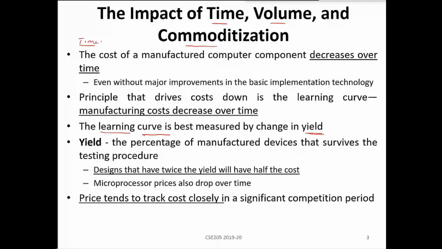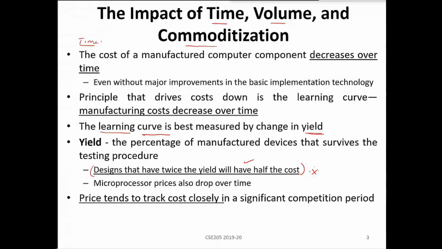Clear? So this is also important. Designs that have twice the yield will have half the cost. You know this, right? Whenever you have twice the yield, you may have half the cost. So whenever you deal with cost, it is closely associated with time. That is very important. The cost of any computer component will decrease over time, which is called the learning curve. So that is the first thing.